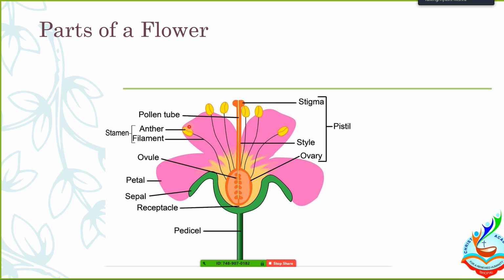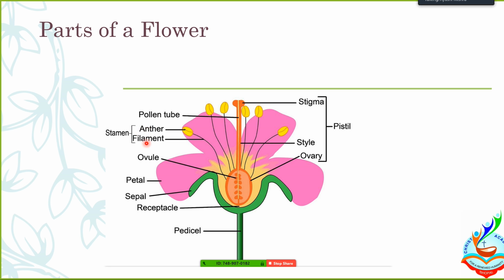Now, the third part, androecium. This portion is called androecium, or we can say stamen. It is the third whorl of the flower, present inside the petals. It is formed of stamens. It is also called the male reproductive part of the flower. It plays a very important role in pollination and fertilization.